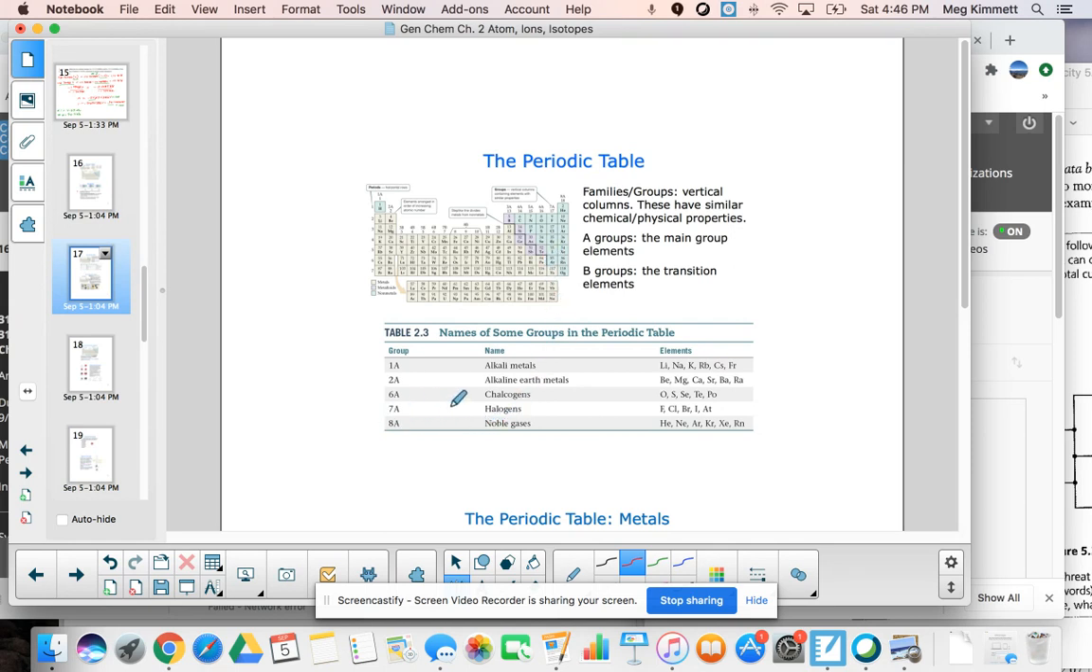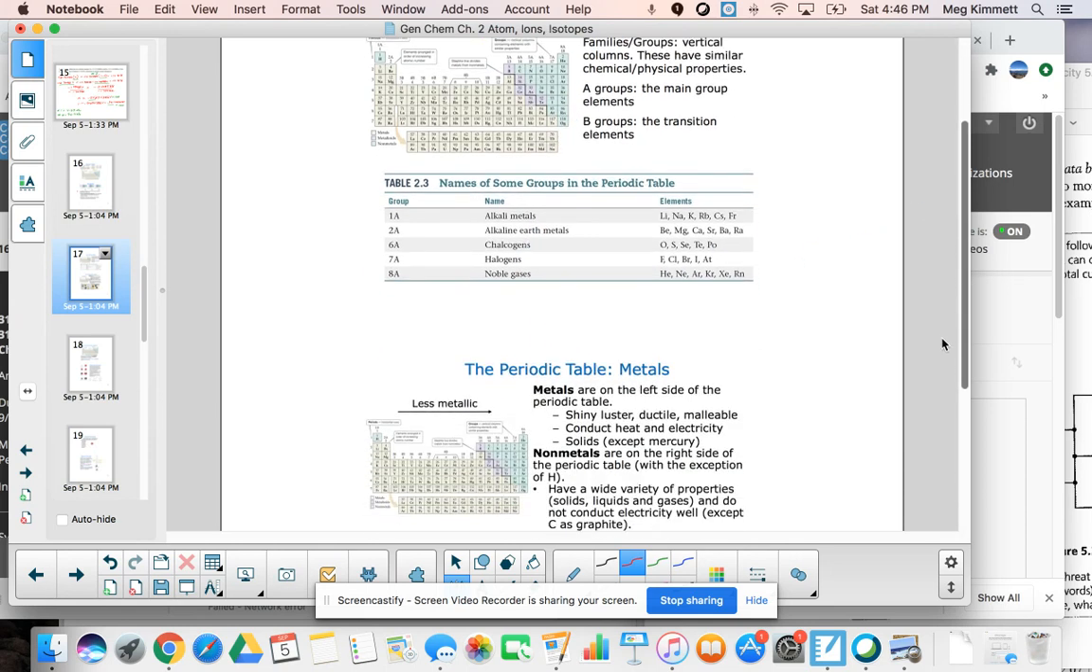And then the 4A are typically called the carbon family. It's not very common that they're called the chalcogens. Sometimes groups are also referred to as families. These are the halogens, the 7A, and then the 8A are the noble gases.